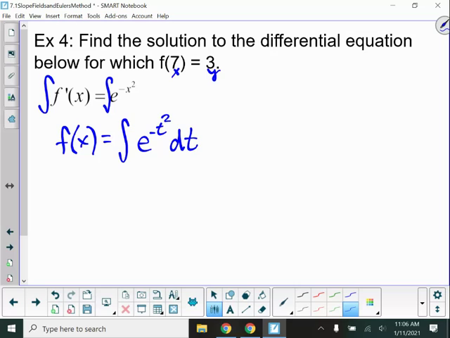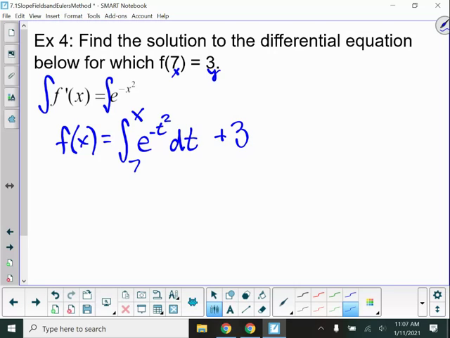Now it says here f of 7 is equal to 3. So that means if I make this going from 7 to some variable x, and I put a 7 in there, 7 to 7, anytime your upper and your lower bounds of an integral match, that is going to be equal to 0. And that's one of those properties that we talked about back in chapter 6. But I need it to equal 3 and not 0. I can fix that by just putting a 3 on the end.